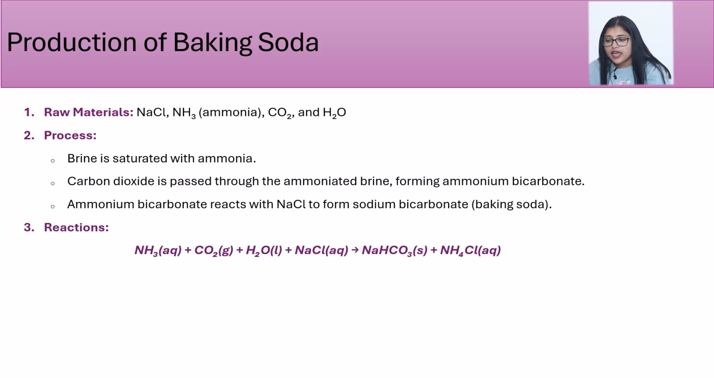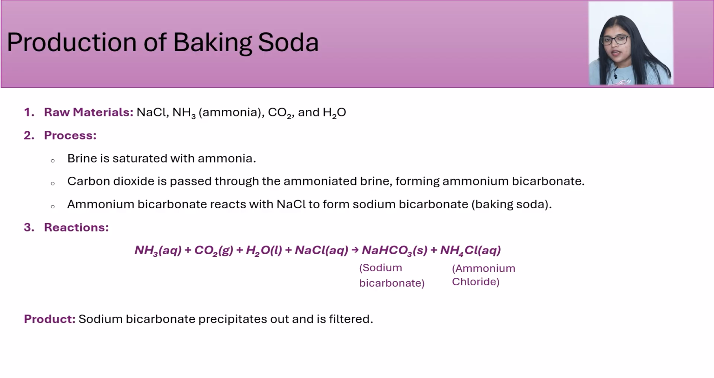The reaction can be written as ammonia plus carbon dioxide plus water plus NaCl gives sodium bicarbonate as well as ammonium chloride. The way we obtain sodium bicarbonate in this reaction is in the form of a precipitate, which is later filtered.